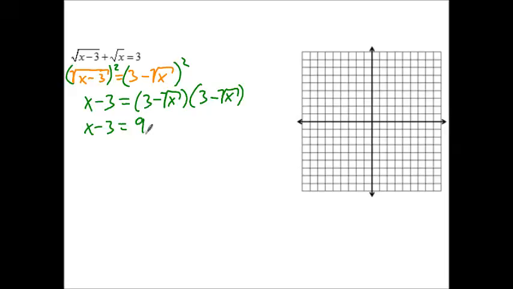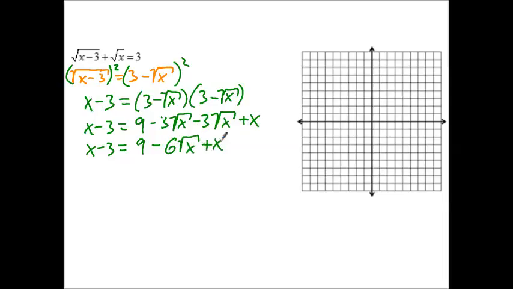3 times 3 is 9. 3 times the negative square root of x is negative 3 times the square root of x. Negative square root of x times 3 is another negative 3 times the square root of x. And the negative square root of x times the negative square root of x is positive x. Now let's clean this up a little bit. We get 9 minus 6 times the square root of x plus x.